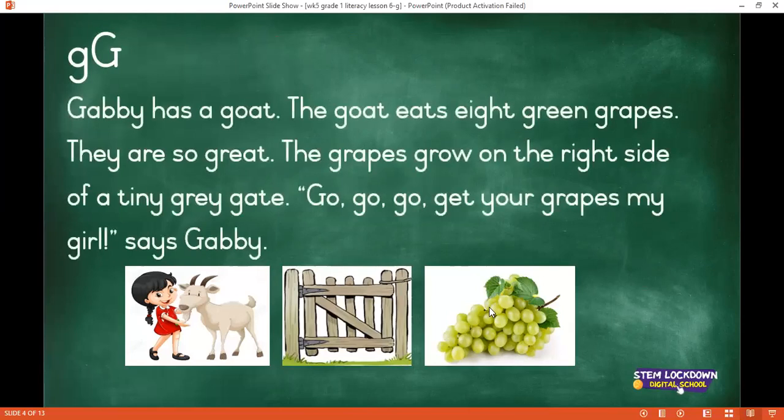G. Gabby has a goat. The goat eats green grapes. They are so great. The grapes grow on the right side of a tiny gray gate. Go, go, go, get your grapes, my girl, says Gabby.